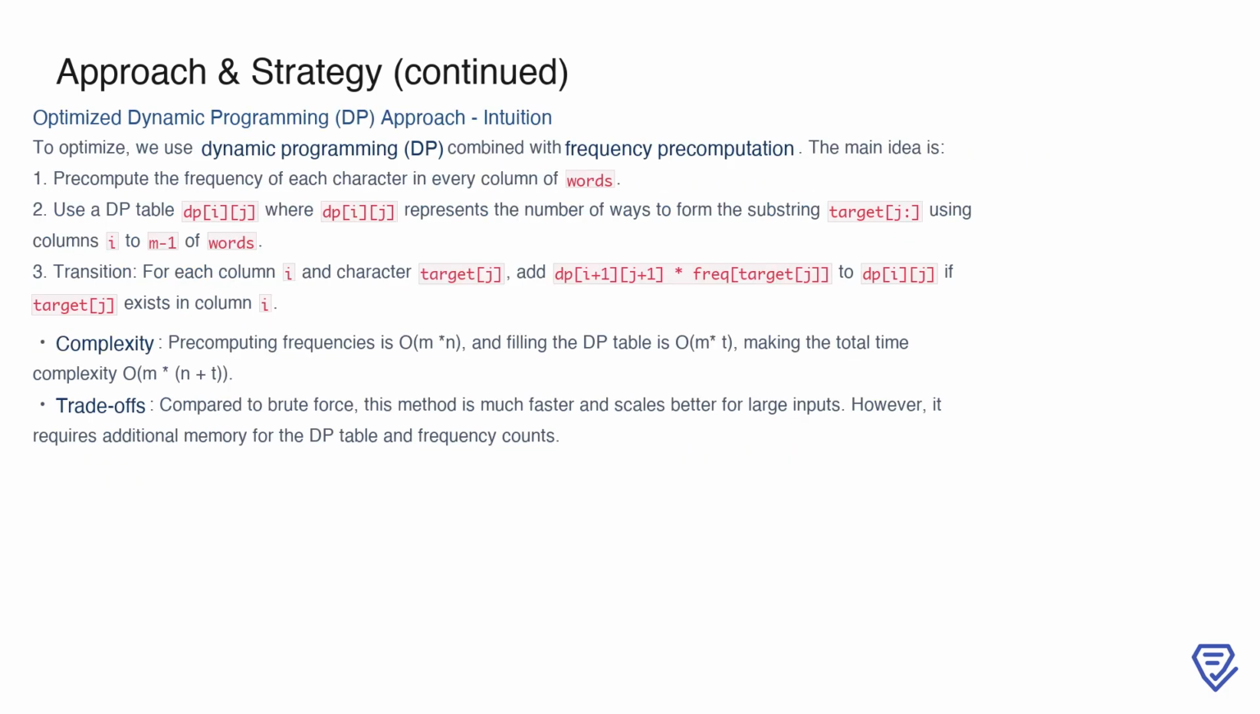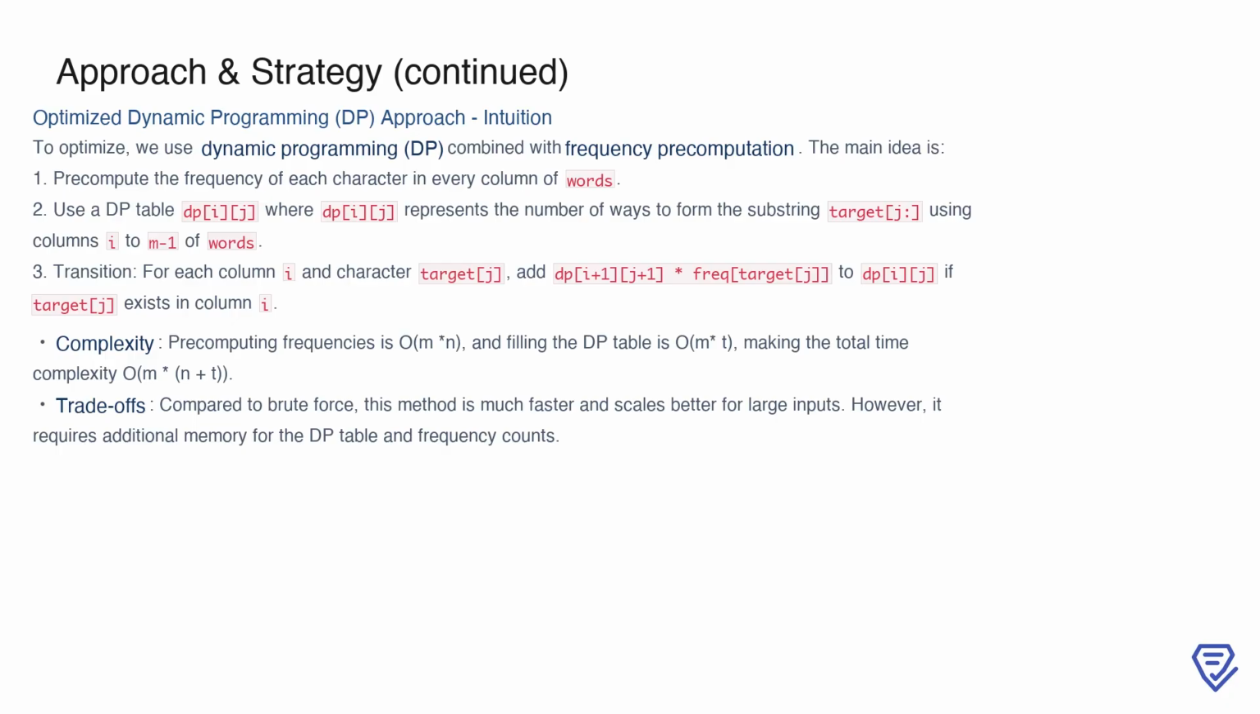To address the inefficiency of the brute force approach, we can use an optimized method that combines dynamic programming with frequency precomputation. The key idea is to precompute the frequency of each character in every column of the words array and then use this information to fill a dynamic programming table. Specifically, we define a DP table where dp[i][j] represents the number of ways to form the substring of the target starting at position j using columns i to m-1 of the words array.